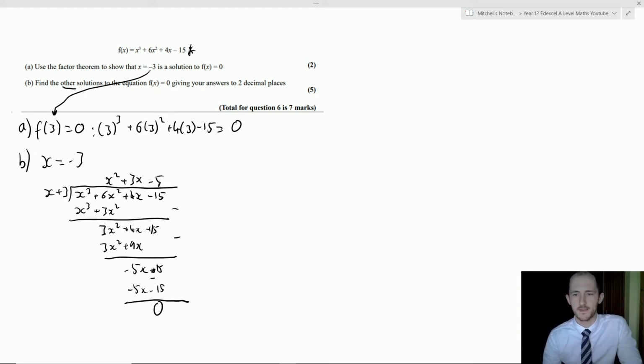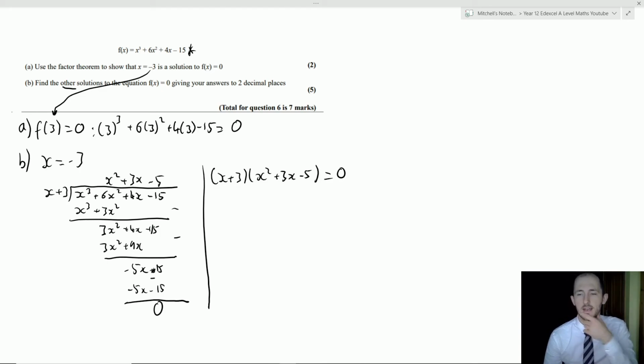A-okay. So that's how quickly you can do those divisions. Okay, but again, don't focus that much on speed. They give you 5 minutes worth of time to do that, which is a long time. Anyways, we have x plus 3, and we have x squared plus 3x minus 5 equals 0. And again, we're looking for 2 solutions.